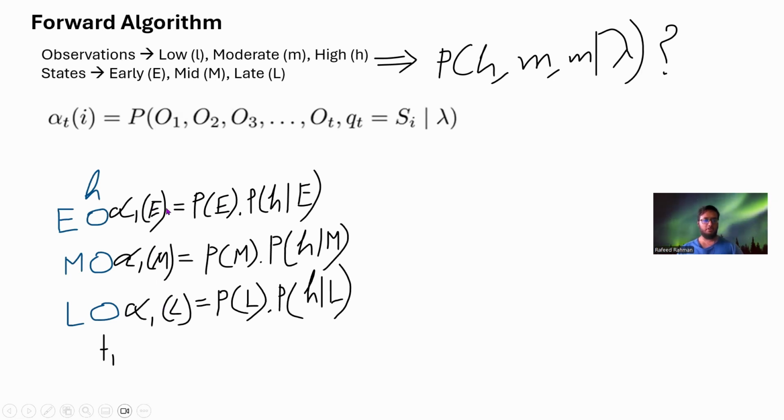So alpha 1E is equal to the probability of E, because this is the initial time step, so there will be an initial probability, times the probability of the observation given the state, H given E. Same thing goes in all the other cases. And this is basically the base case for the forward algorithm. So the base case for alpha for the first time step is given by this formula, which I have written down here.